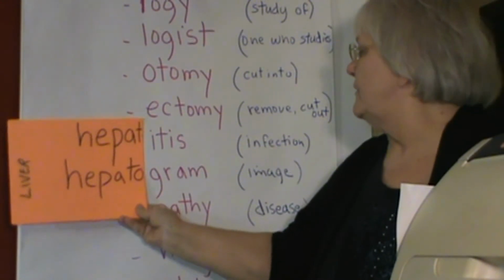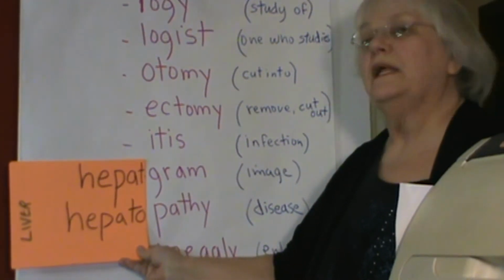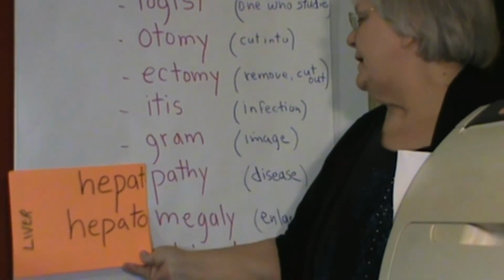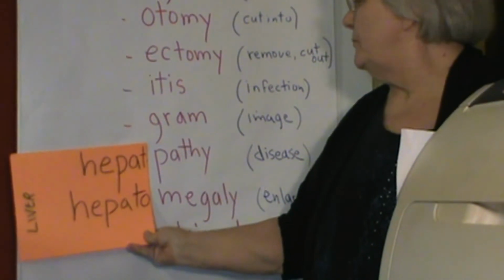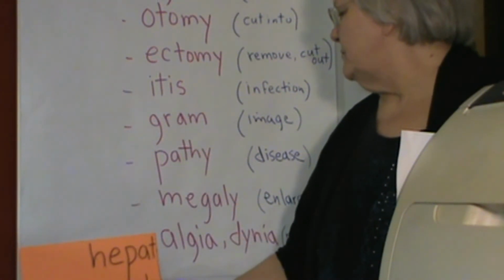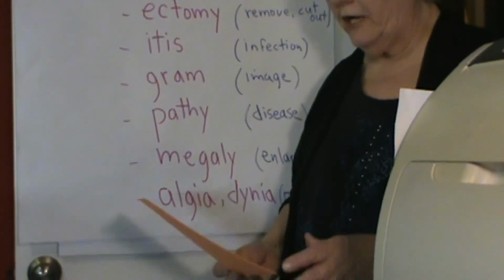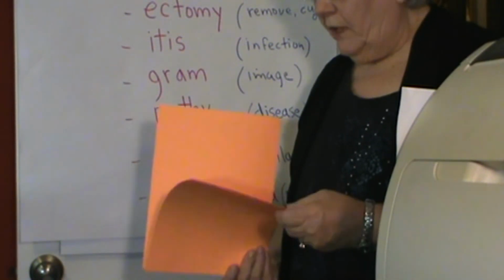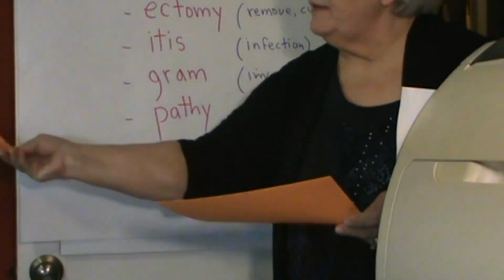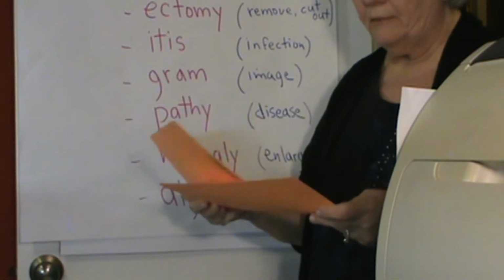Hepatogram, an x-ray of the liver. Hepatopathy would be liver disease. Hepatomegaly, enlarged liver. And hepatalgia, pain coming from the liver area. Okay, so I do have the rest of the words made, but I don't think it's going to be necessary. Let me just do a couple.